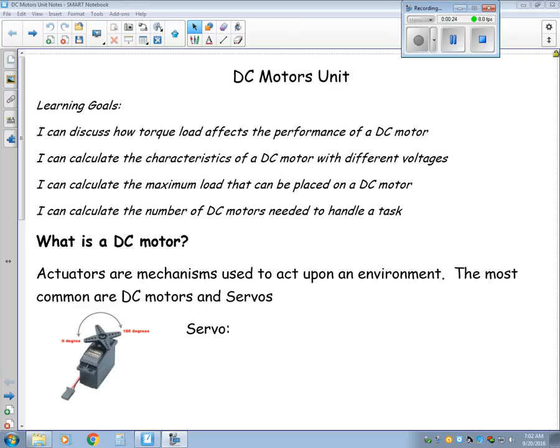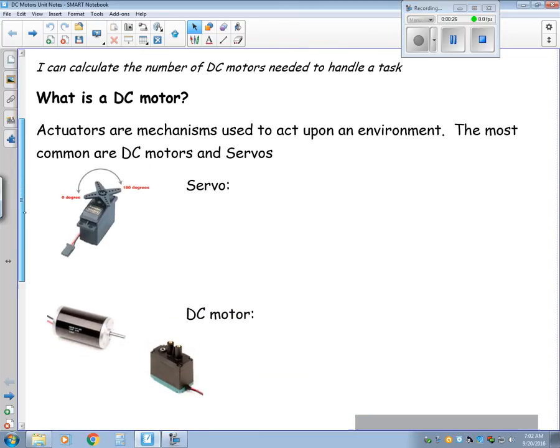So first off, what exactly is a DC motor? DC stands for direct current. When it comes to electricity, we can think of it in two different types. We've got AC, which is alternating current, and DC, which is direct current. AC is what you would have coming out of a wall outlet.